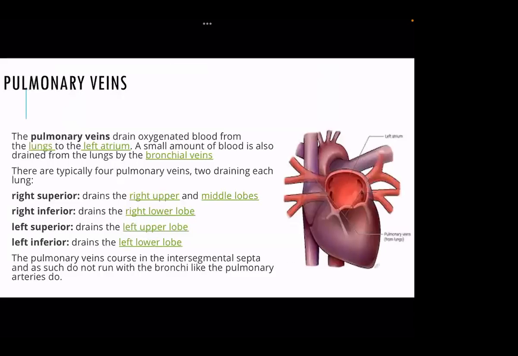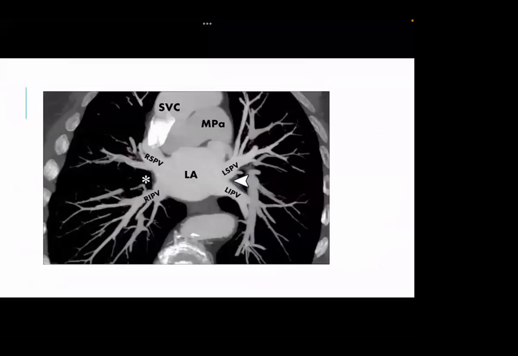branches. The pulmonary veins drain oxygenated blood from the lungs to the left atrium. A small amount of blood is also drained from the lung by the bronchial veins. There are typically 4 pulmonary veins draining each lung. The right superior drains the right upper and middle lobes, and the right inferior drains the right lower lobe. The left superior drains the left upper lobe, and the left inferior drains the left lower lobe.